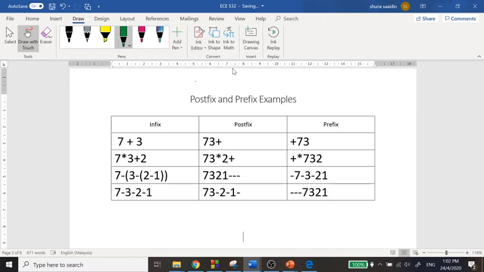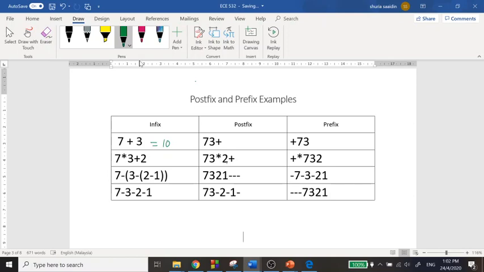If you have this infix expression, the first one, all you have to do is plus 7 and 3, which will result equal to 10. In the postfix, because we only have 2 operands, you scan from left to right. Postfix you have to scan from left to right, until you arrive at the operator.